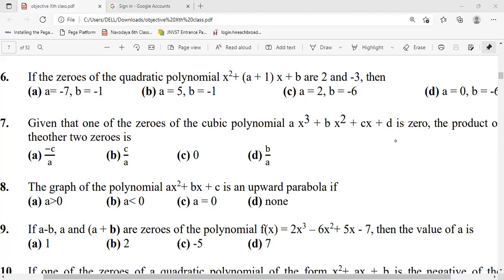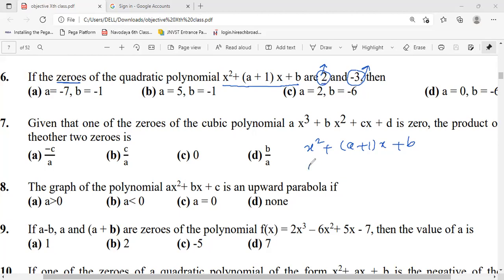If the zeros of the quadratic polynomial x square plus (a plus 1) x plus b are 2, minus 3. Whenever they are saying zeros, that means this is one zero, this is one more zero. That means in place of x you have to substitute 2 and minus 3. Whenever you substitute, you have to write is equal to 0. So I am taking this polynomial x square plus (a plus 1) x plus b, and I am substituting in place of x first 2.